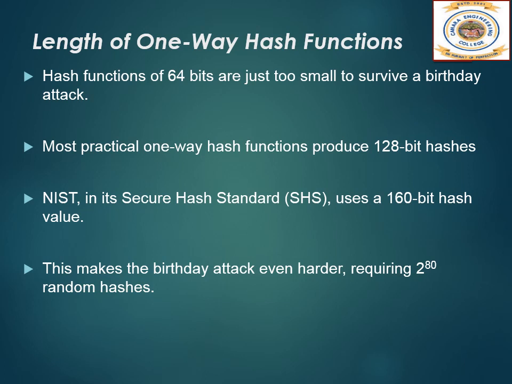Length of one-way hash functions. Hash functions of 64 bits are just too small to survive a birthday attack. Most practical one-way hash functions produce 128-bit hashes. This forces anyone attempting the birthday attack to hash 2^64 random documents to find 2 that hash to the same value, not enough for lasting security.